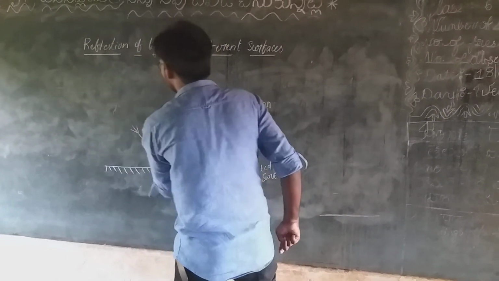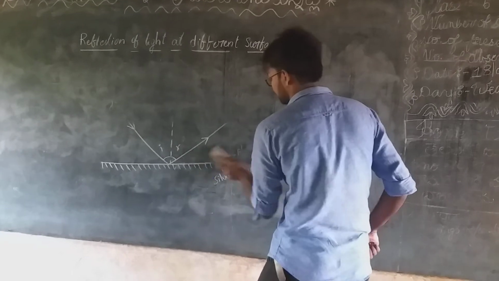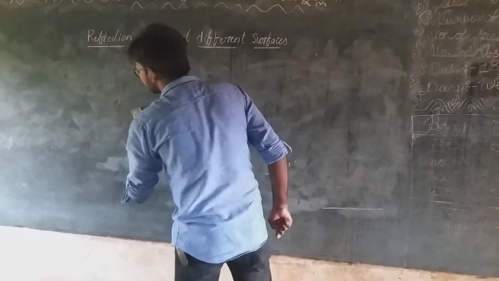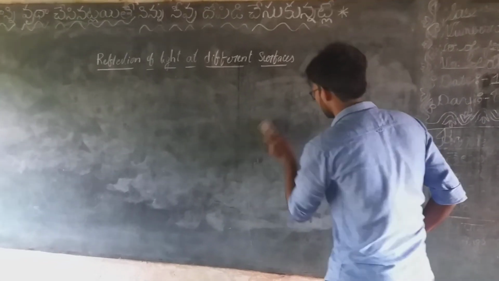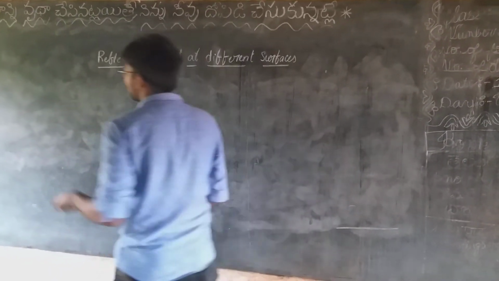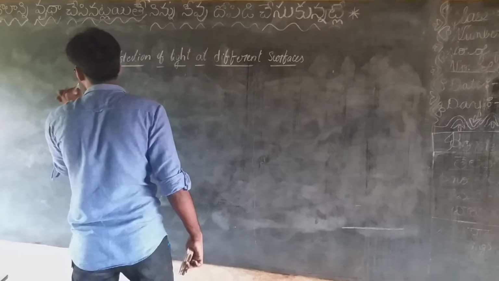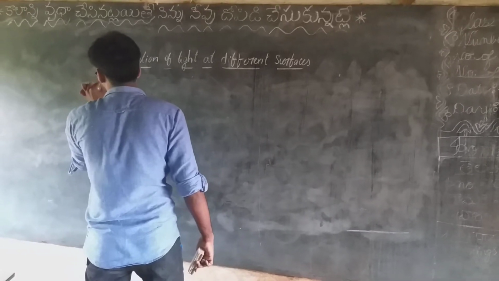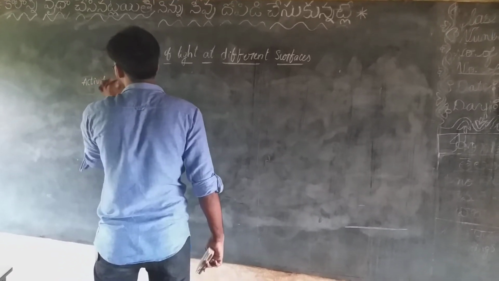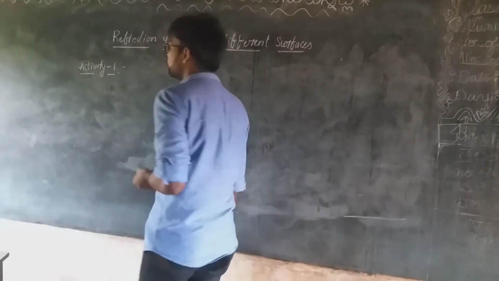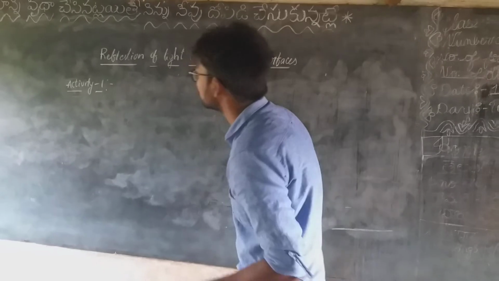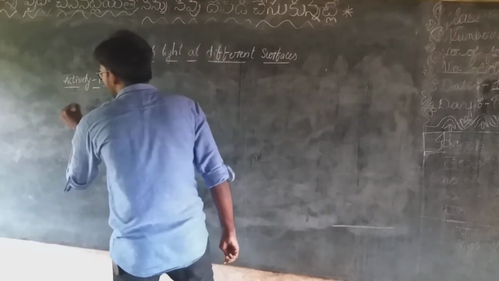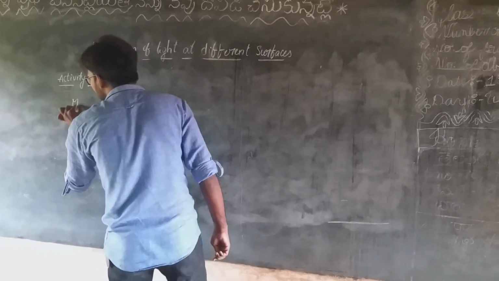Now coming to your activities. Activity number 1. Today we will explain only 3 activities. After that, tomorrow we will continue with the remaining topic. So activity 1. What is activity 1? Making a pinhole camera.